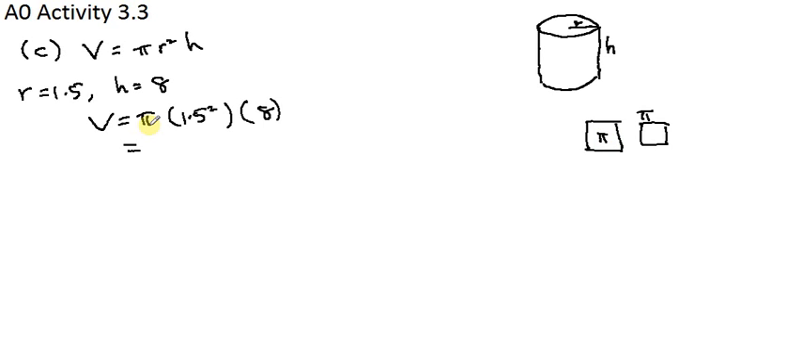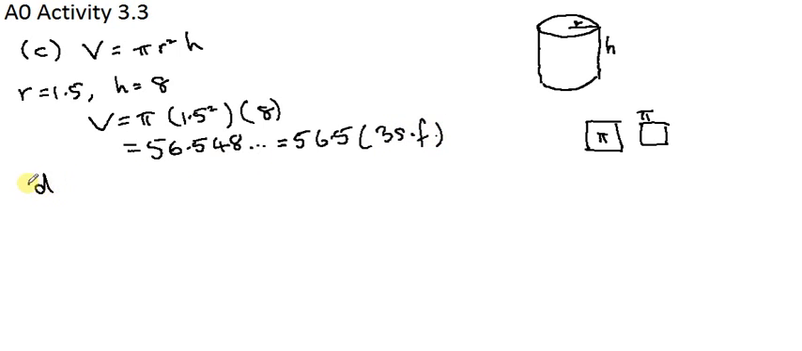So I'm going to say it's pi times 1.5 times 1.5 times 8, and I get 56.548... I want 3 significant figures, 1, 2, 3. I look at the fourth significant figure, which is 4. It's less than 5, therefore it does not change the third figure, which is 5. So I'm left with 56.5, correct to 3 significant figures.